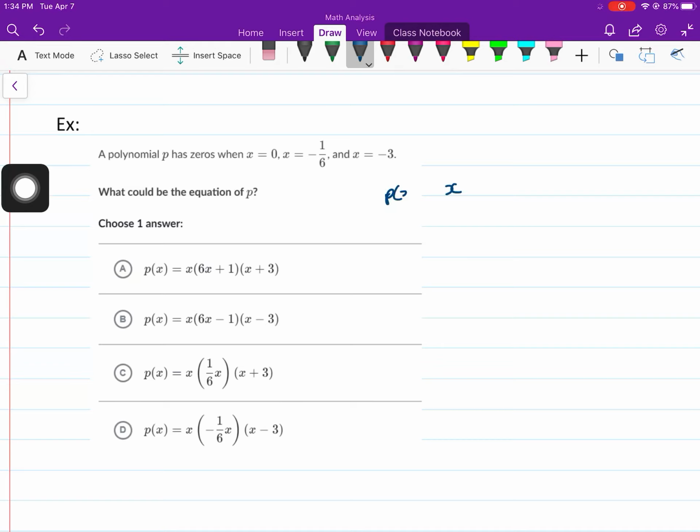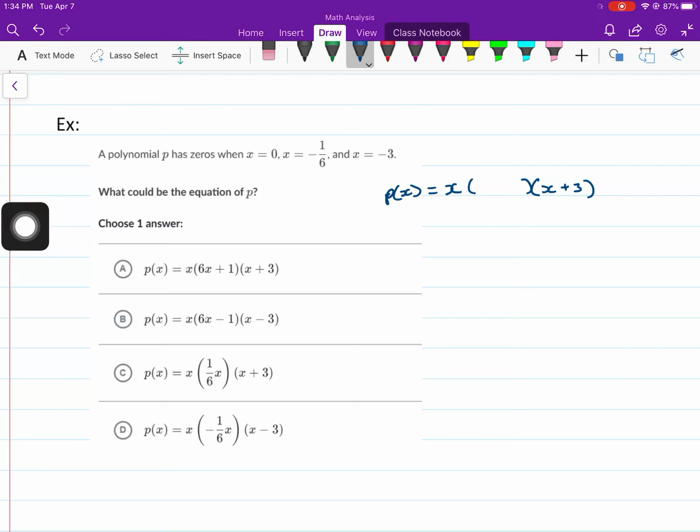So our polynomial, we'll call it p of x, is going to be x. Could be some other number in front, we don't know. And then times, we'll deal with this negative 1/6 right now. Let's look at our second factor. If negative 3 is a 0, that means that x plus 3 needs to be a factor. Because if you plug a negative 3 into this x, that would cause it to be a 0.